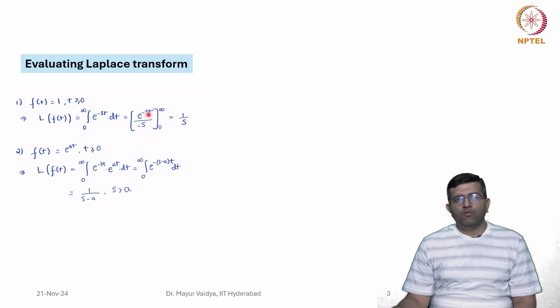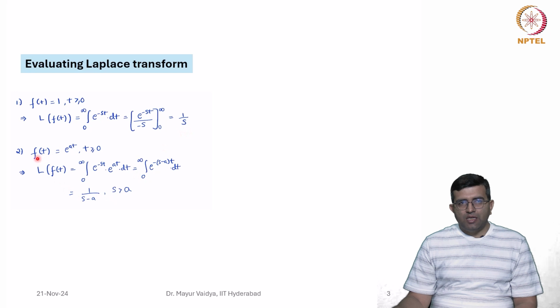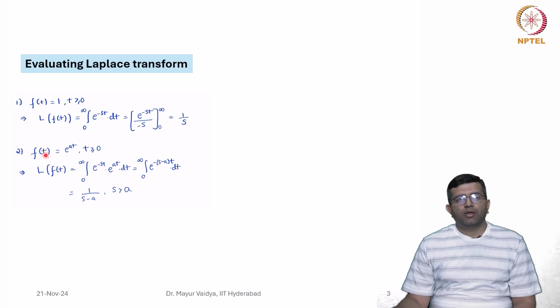If you put infinity here, e power minus infinity is 0, and minus, when you put 0, e power 0 is 1. So overall the answer you get is 1 by s. That means the Laplace transform of the function f of t, or the Laplace transform of 1, is 1 by s. Let us look at another example, where f of t is e power at, again t greater than or equal to 0.